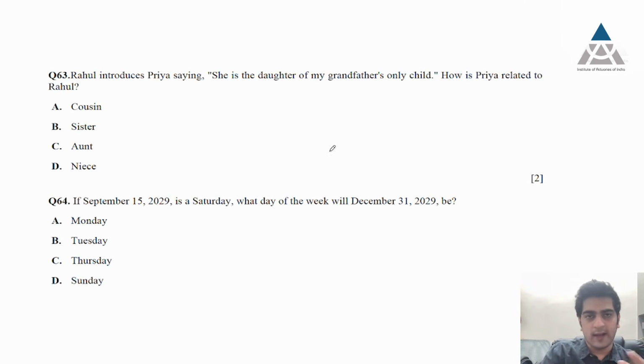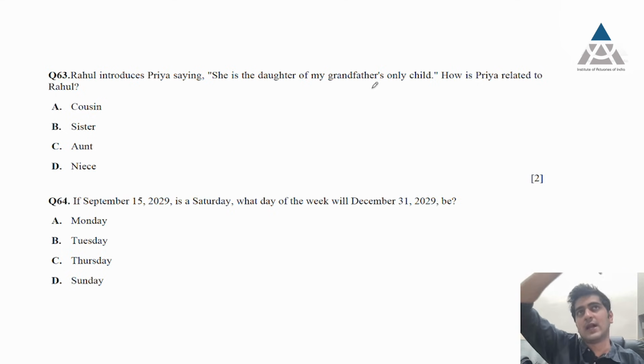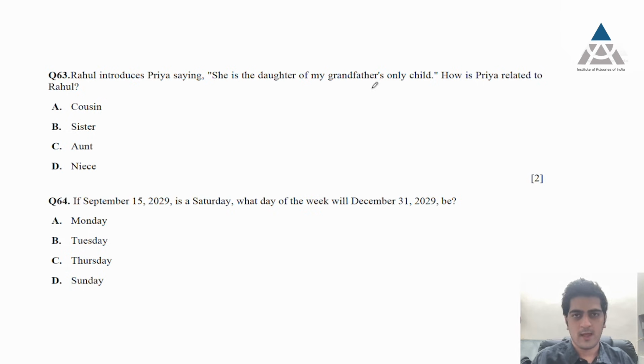Another trick is to always personalize it. I'm introducing someone, and that someone is the daughter of my grandfather's only child. So you can think of your own grandfather, if you don't want to use X, Y and all of that. My grandfather has an only child, and this Priya is the daughter of that child. That way also you can make a note or a chart and you should be able to do it. So that was a good start.